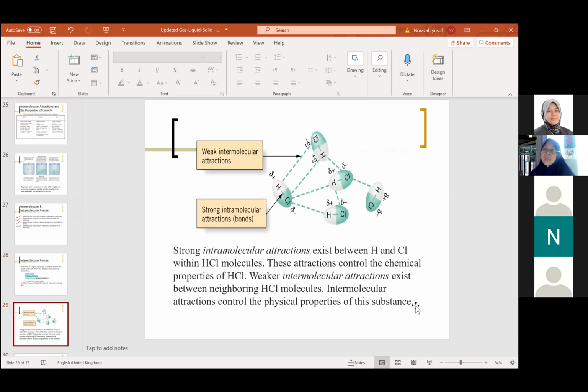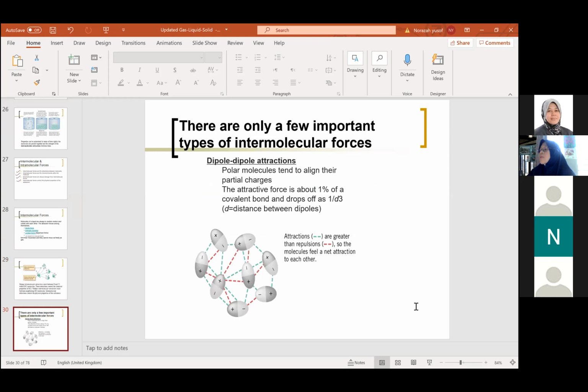Of course, to differentiate intramolecular and intermolecular, you understand the difference between intermolecular forces and intramolecular forces, and you are able to give examples of compounds. For example, you have to give an example of a polar compound or a non-polar compound, and why it is polar and why it is non-polar. Please remember that you have to be able to do that.